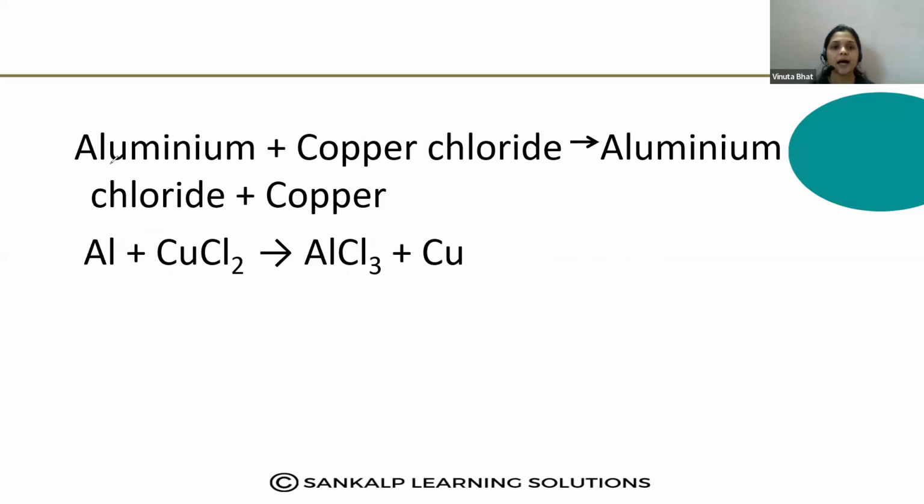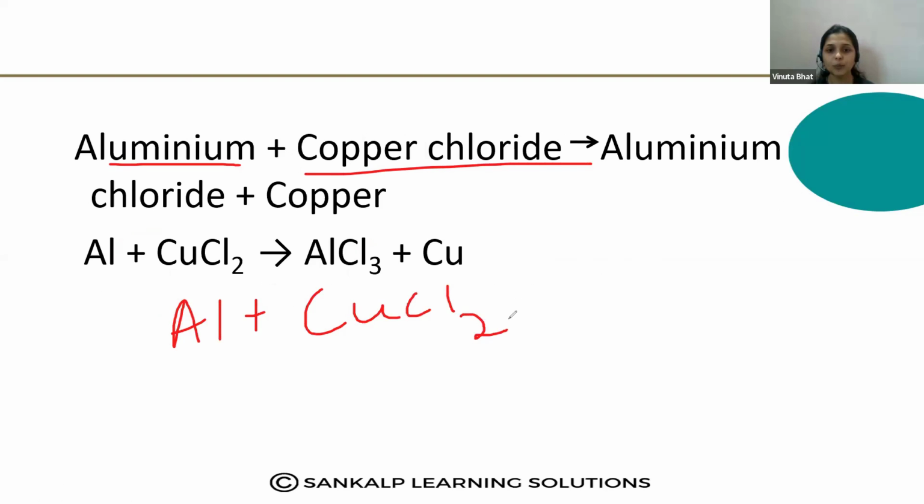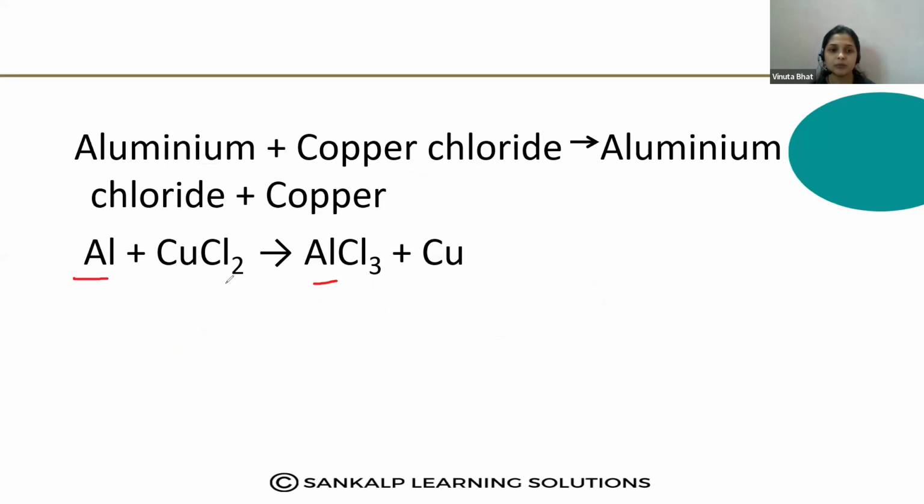Next question. Aluminium plus copper chloride. Aluminium is Al plus CuCl2, copper chloride. It is giving aluminium chloride, AlCl3, and copper. Here aluminium is the same, but here Cl2, Cl3. Chlorine is not balanced here. So I will add 3 here, 3 to the 6 chlorine and 2 chlorine here.